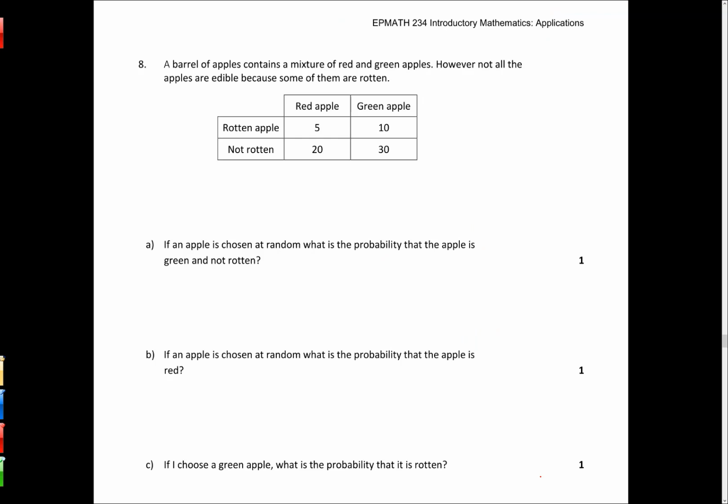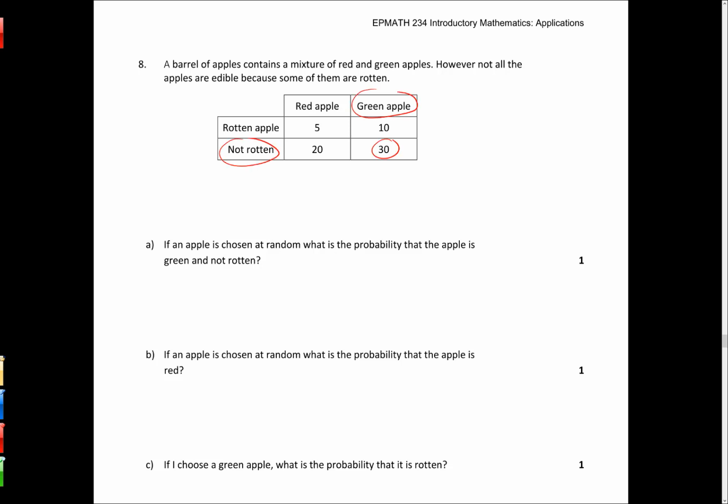Okay. A barrel of apples contains a mixture of red and greens, however not all the apples are edible because some of them are rotten. Fine. Reds, greens, rotten, not rotten. If an apple is chosen at random, what is the probability the apple is green and not rotten? Green here, not rotten here.